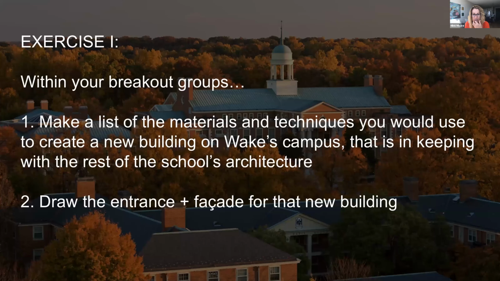So to get started, what I'd like to do is put you into breakout rooms. You might want to take a screen grab of this set of instructions because once I zero out, they'll be gone. They're very simple. What you're going to do in your breakout rooms is make a list of the materials and techniques you would use to create a new building on Wake's campus. And you want that building to be in keeping with the rest of the school's architecture. Then draw the entrance and the facade for that new building. That can be all one drawing, but just make sure you're drawing the facade, the primary facade.